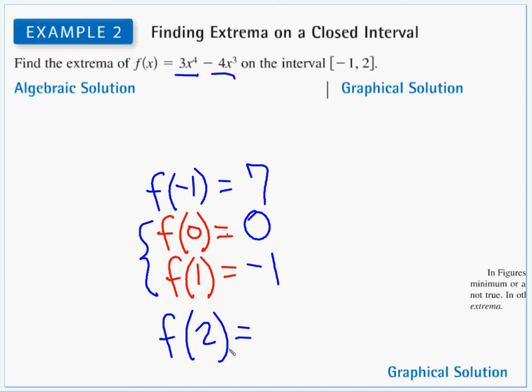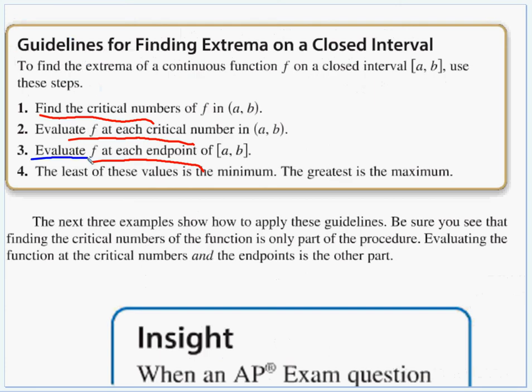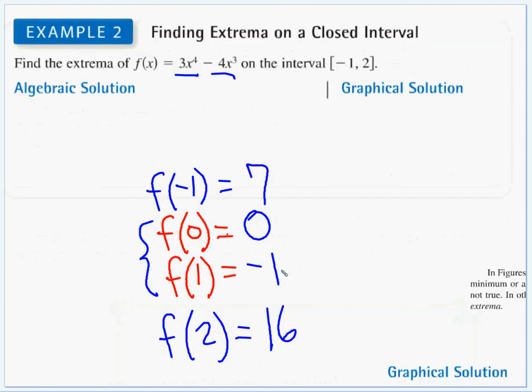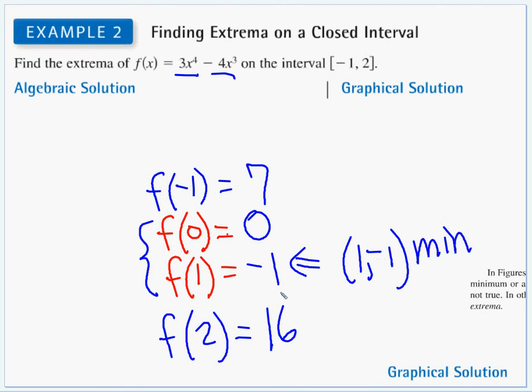So we evaluated the endpoints and the critical numbers. Now we pick our high and our low for the min and the max. The lowest of all these numbers is -1, so (1, -1) is our min. Picking the biggest, it's 16, so (2, 16) is the max. We found our min and our max in the closed interval. Notice we did have a max on an endpoint. If you forgot to check your endpoints, you might have thought 0 was the max because it's the highest number out of the criticals.